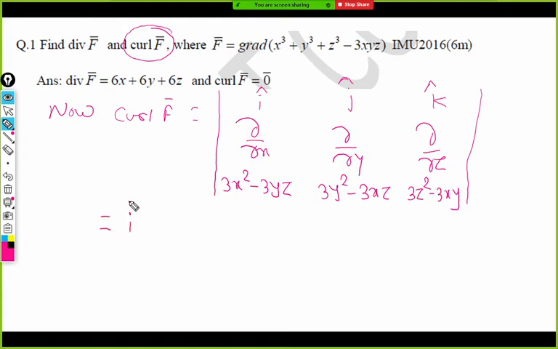So i cap will be as it is. Now let me take the expansion along the first row. So i cap into its minor. Minor is this determinant we have to evaluate. So dou y of this function, or derivative of f3 with y. Yes, what is that derivative? So minus 3x. Very good. And derivative of f2 with z? Minus 3x. Okay, so minus minus 3x gives plus. Plus 3x.